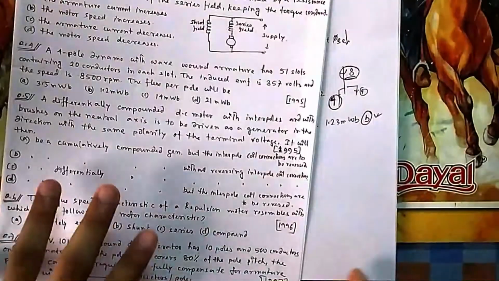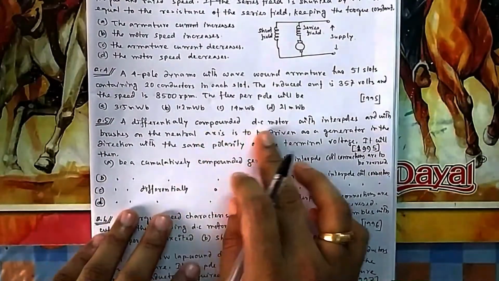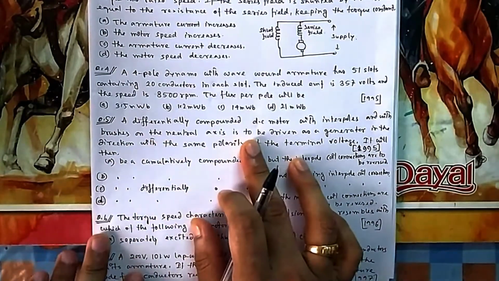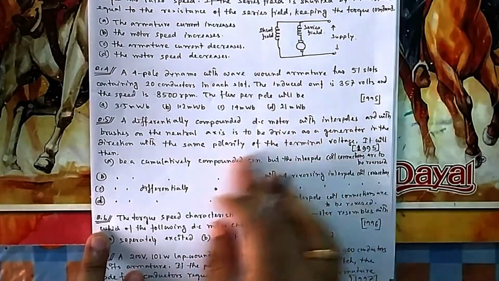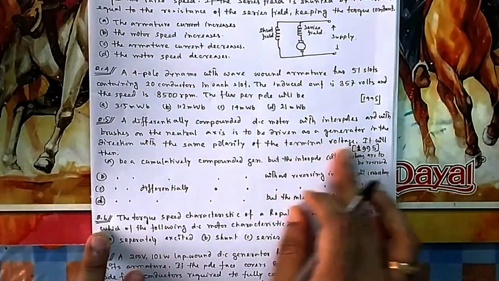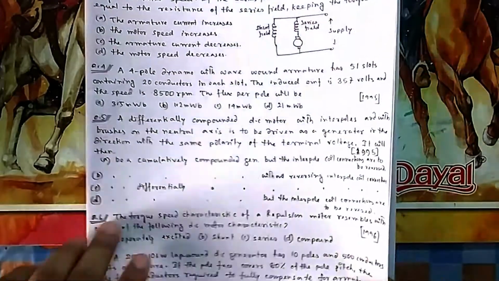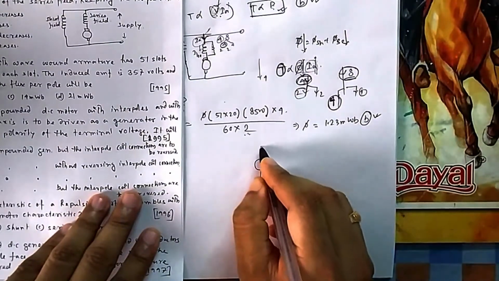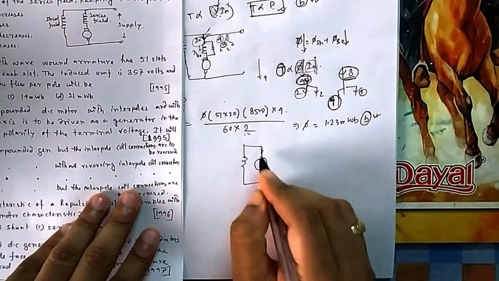Now if you come to question number 5, a differentially compound DC motor with interpoles and with brushes on the neutral axis is to be driven as a generator in the direction with the same polarity of the terminal voltage. It will then have the same polarity of the terminal voltage. So it was differentially compound, meaning series and shunt field are of opposite polarity.